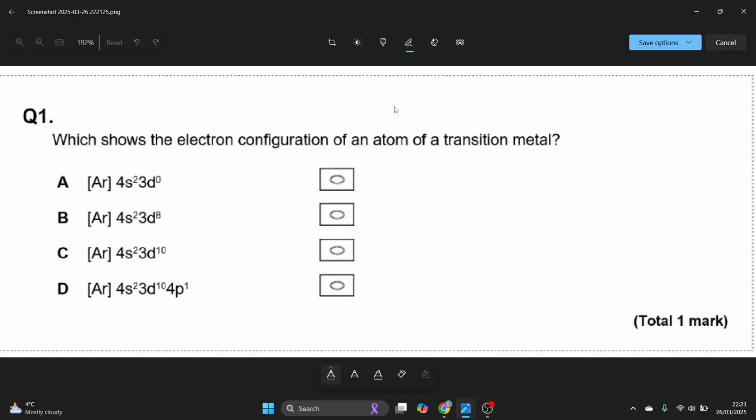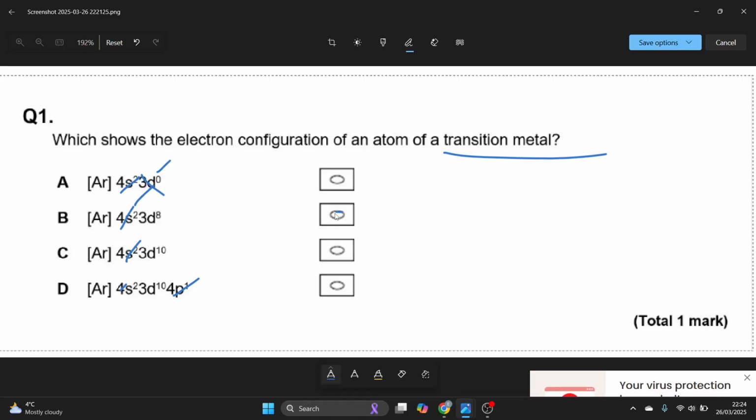Question 1, which shows the electron configuration of an atom of a transition metal. Transition metal definition: an element with a partially filled D subshell in either one of its atoms or ions. So I don't care about the other subshells, these are the only thing I'm looking at. Is that a full 3D subshell? That's empty, so it can't be a transition metal. Therefore, it must be B.